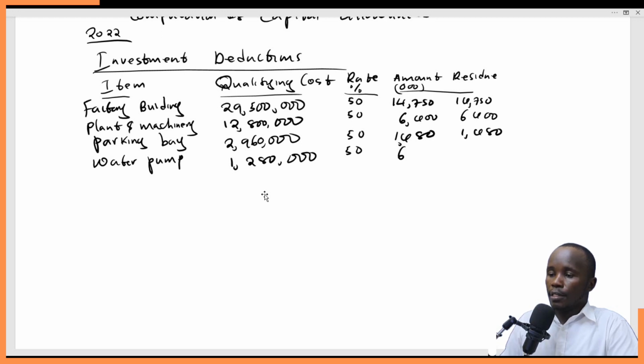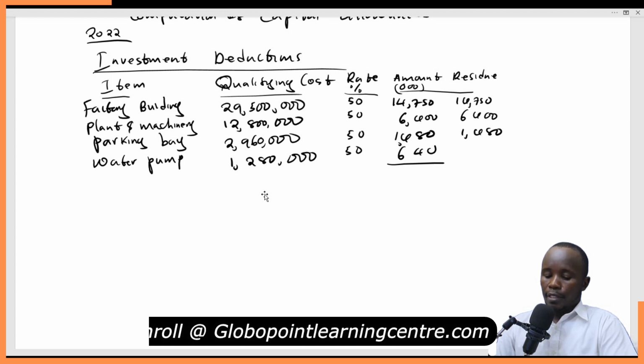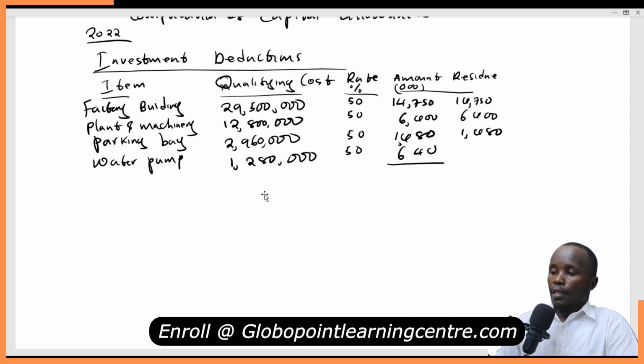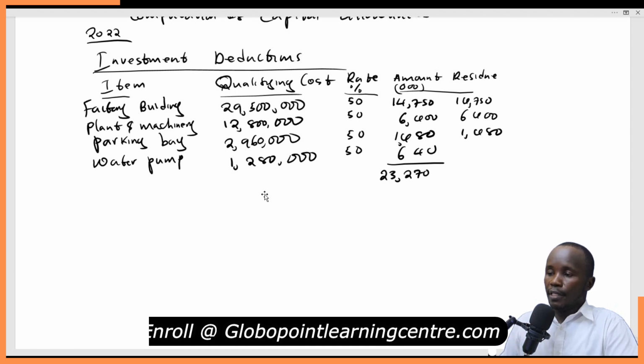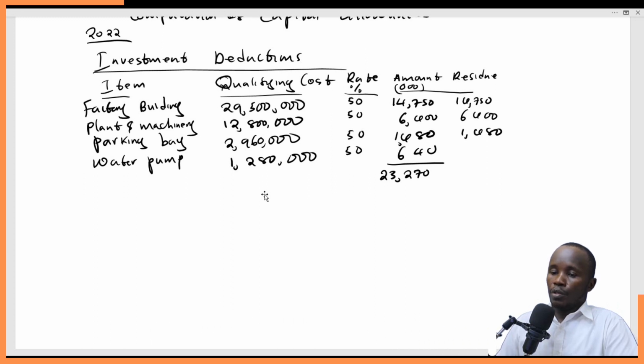When you add all this, plus 640, plus 6,400, plus 14,750, the capital allowance on investment deduction will be 23,270. Of course, these are in thousands. So the amount of capital allowance here will be 23,270,000.